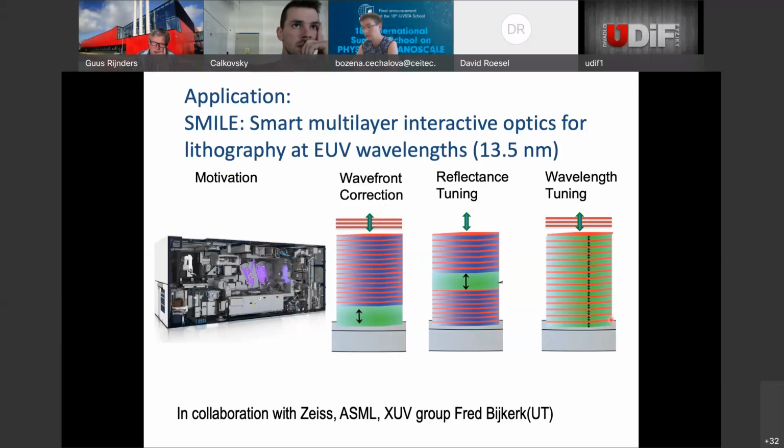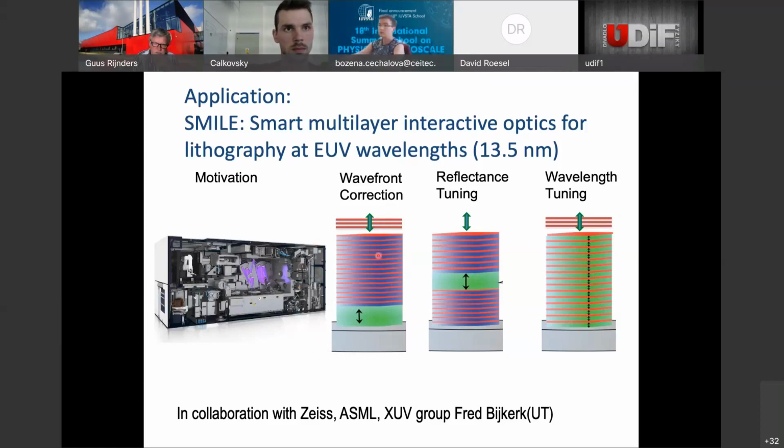Bragg mirror. Well, the most interesting way would be if you could make a Bragg mirror where you can change the d-spacing. That's very difficult. You could also do some reflectance tuning if you would have two Bragg mirrors and you put something in between that can change its size.